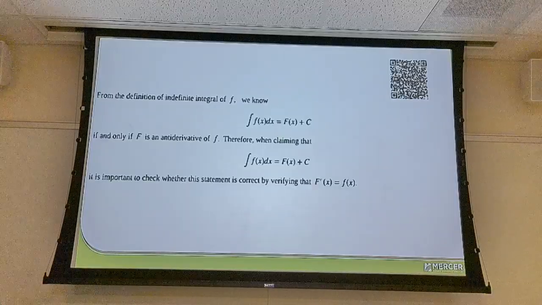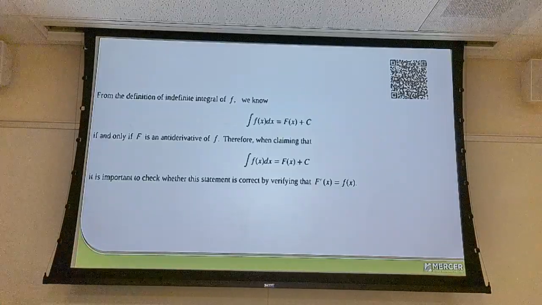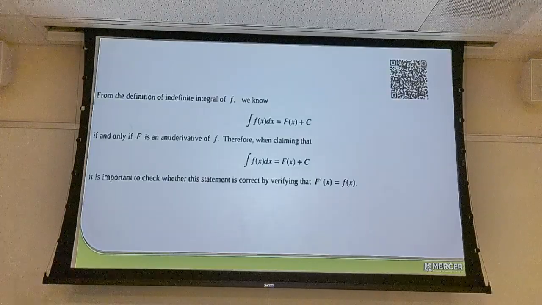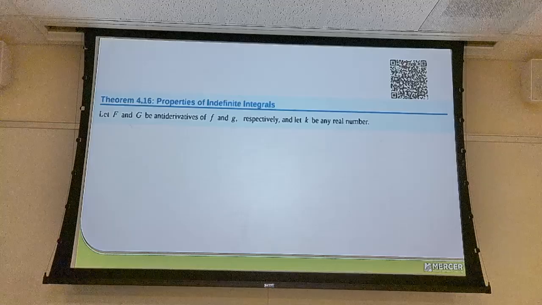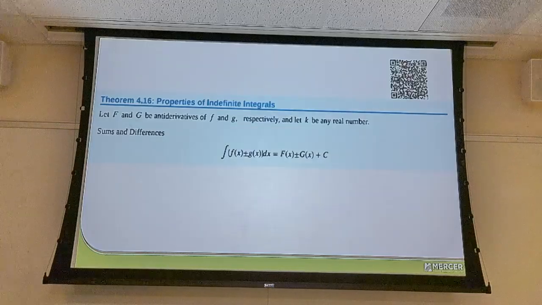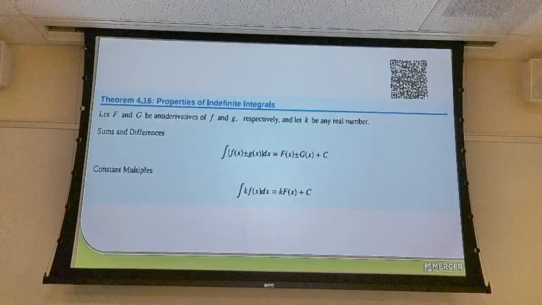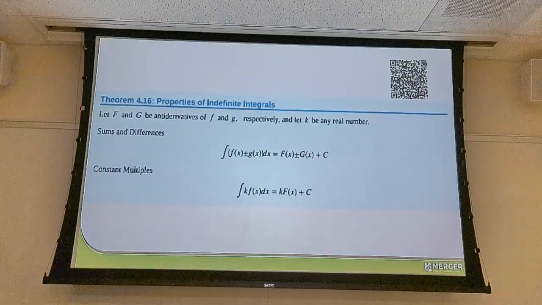Right, and then that's just kind of saying, maybe once you find the antiderivative, take its derivative to make sure you get back to the original function. So properties of the integral, these are kind of all the same. You can split it across addition and subtraction. You can pull out a constant multiple. So antiderivative is linear.